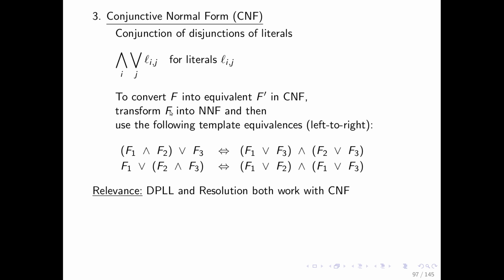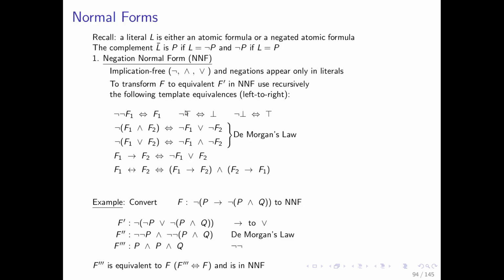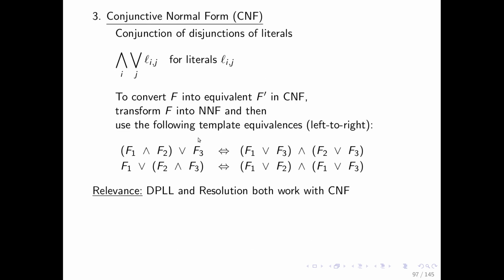Now, to convert the given formula F into an equivalent F prime, which is in CNF, what do we do? We first of all transform F into NNF. How did we do that? Well, remember that we used all of these rewrite rules from left to right. And then whenever we find something that breaks this conjunctive normal form, we use these rewrite rules. So why does this break the conjunctive normal form? Because the outermost connective is a disjunction, and the things inside it are not literals, right? So this is an OR with ANDs inside. We want ANDs with ORs inside. So we rewrite it to this form.